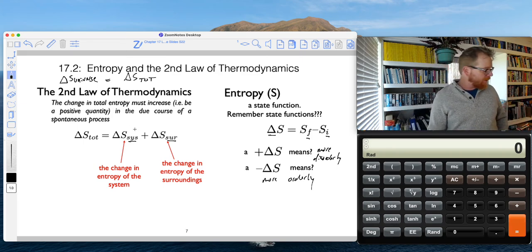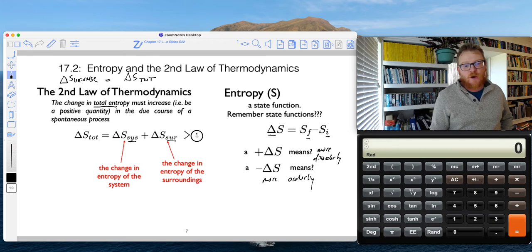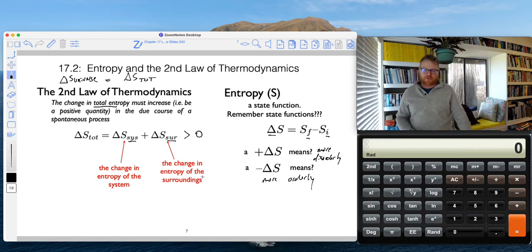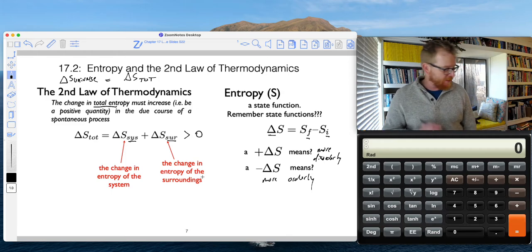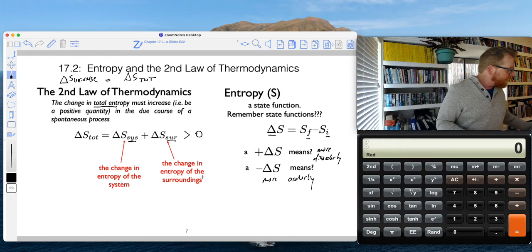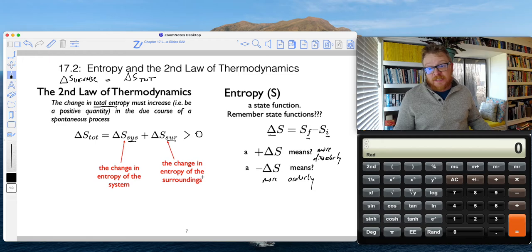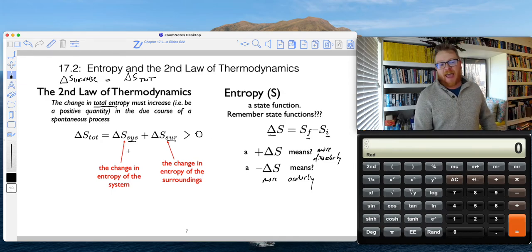And if we look at this second law of thermodynamics, change in total entropy must increase. So that means delta S total, which is the entropy of the system plus the entropy of the surroundings all together, must be greater than zero for a process to be spontaneous. What's important to note here is that not all processes have to be spontaneous. We could have non-spontaneous processes, perfectly fine. In that case, the total entropy of that process would have to be negative, right?